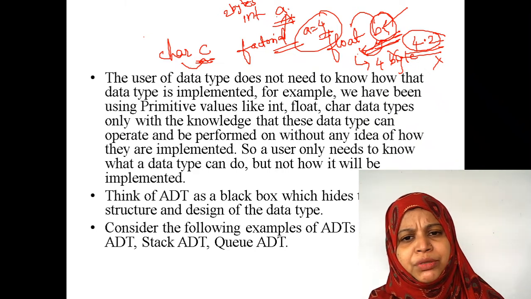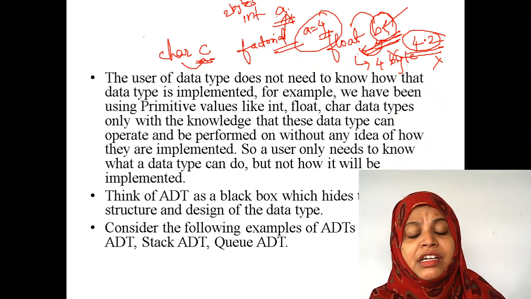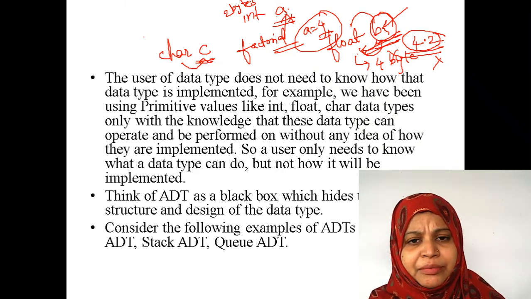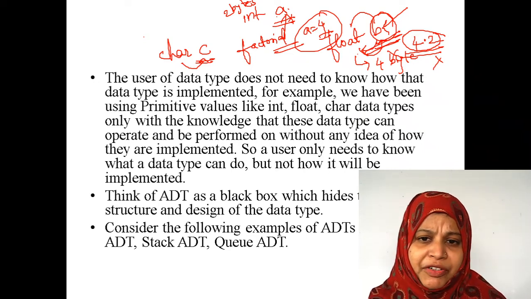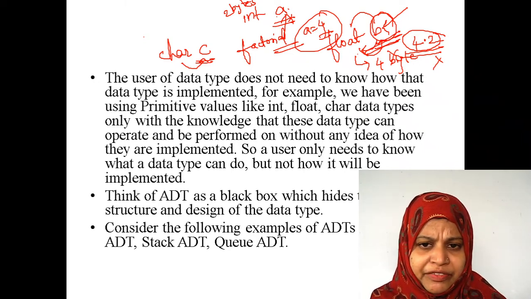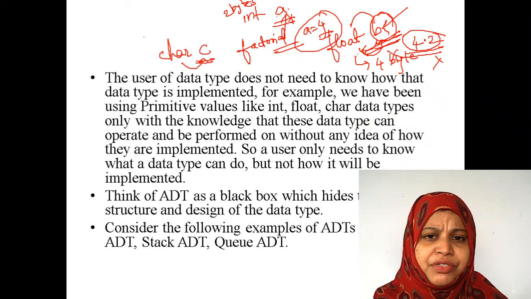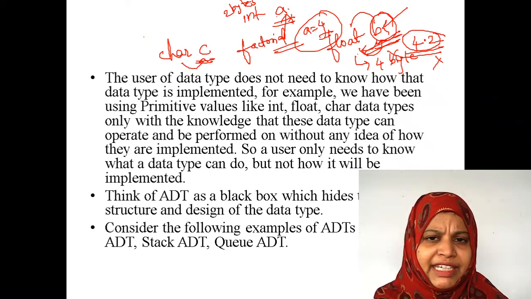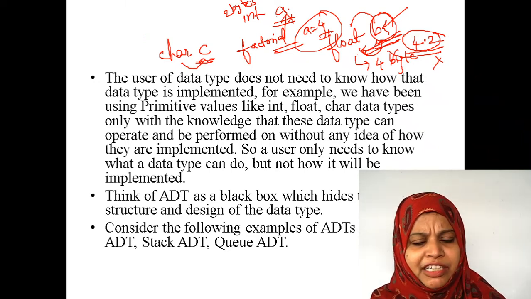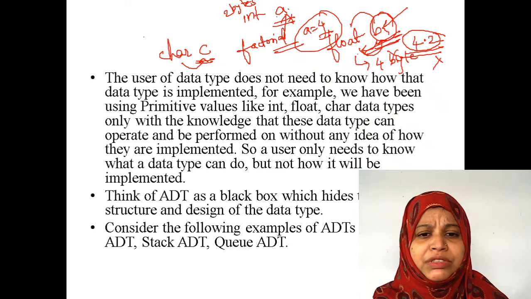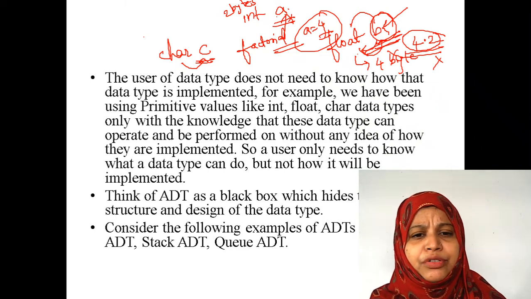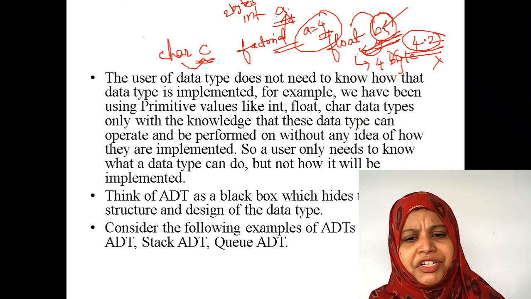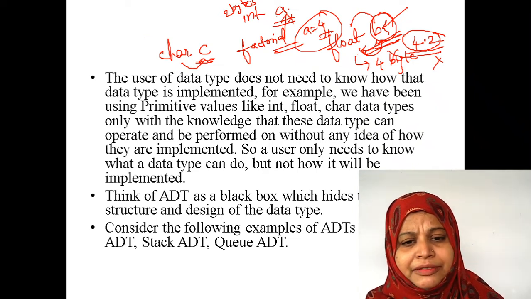The user does not know how memory is allocated to that particular data type. The user knows what type of information is going to be stored in that particular variable. Int a means an integer value, float b means a floating point value, char c means only character values are going to be stored in that variable, but the user does not know how that data is going to be stored in the memory. The implementation is not known by the user, right.